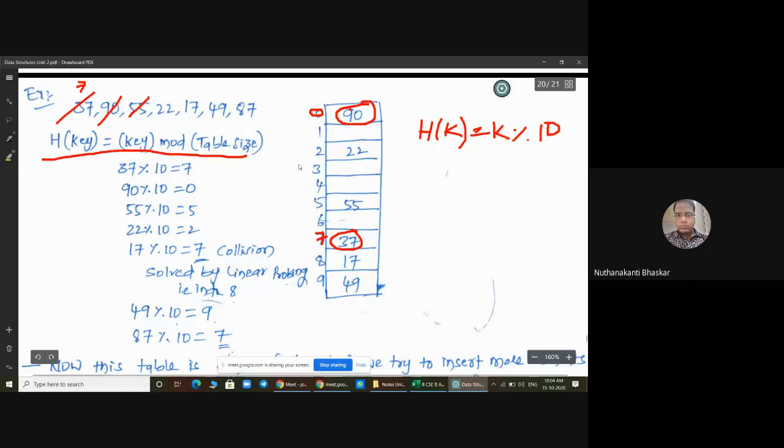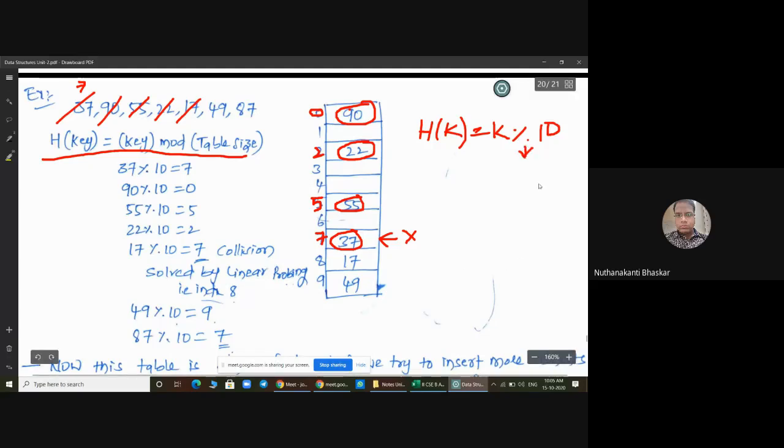55 hash value? 5. Very good. I inserted at 5. Now 22 hash value? 2. Now I inserted it at index 2 of the hash table. 17 hash value? 7. Means here the collision has occurred. Are you clear? Here, once the collision has occurred, what should we do?